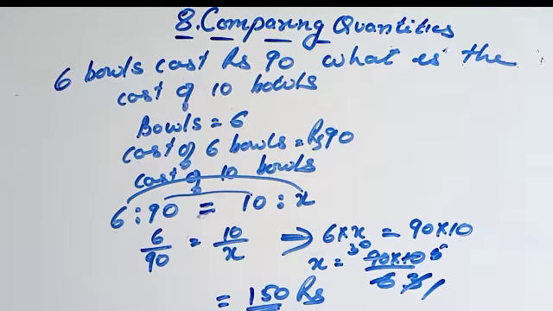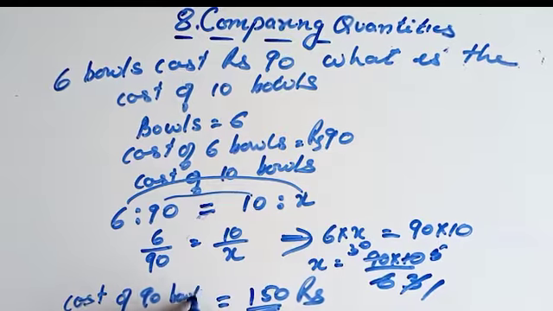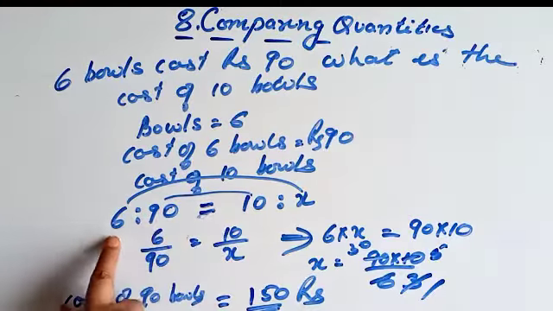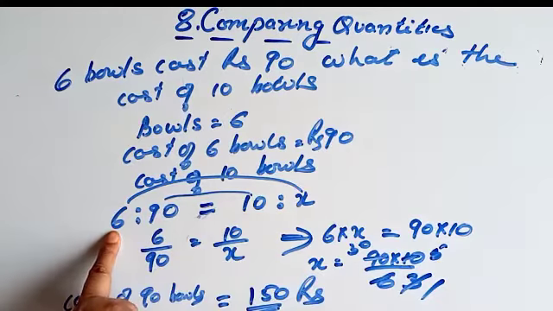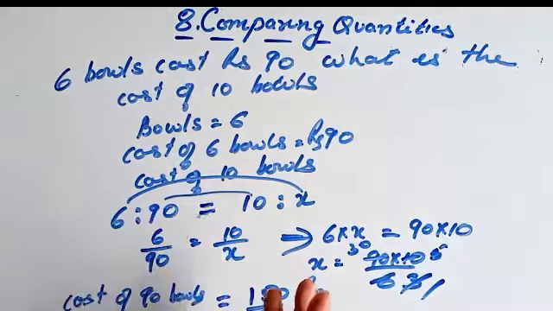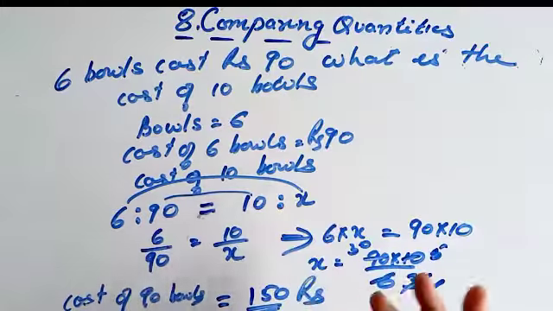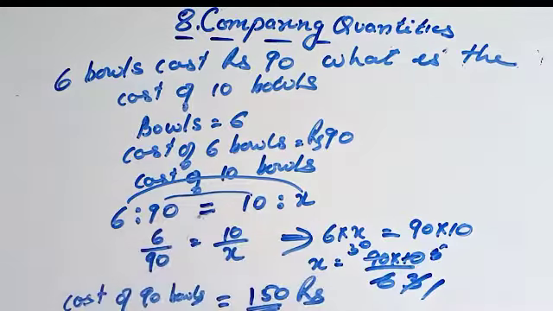So cost of 10 balls is rupees 150. You have to write this in proportion 6:90 equal to 10:X. 10 is the balls, 6 is the balls, so we have kept it at the first. Cost we have kept it at the second. So here we don't know the cost, so we have written here X. We have assumed it as X. We will multiply the first and the fourth, and we will multiply second and third, and we'll get the answer.